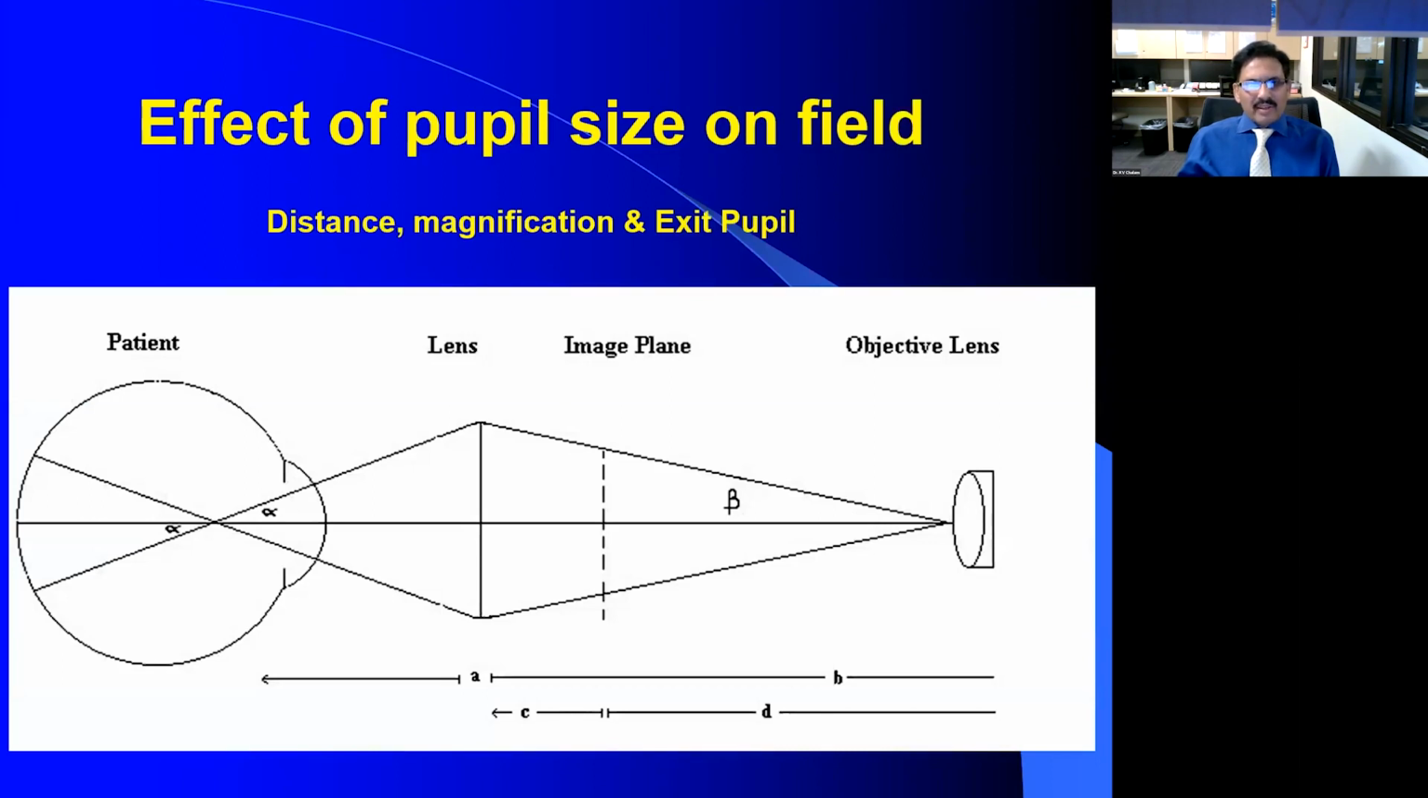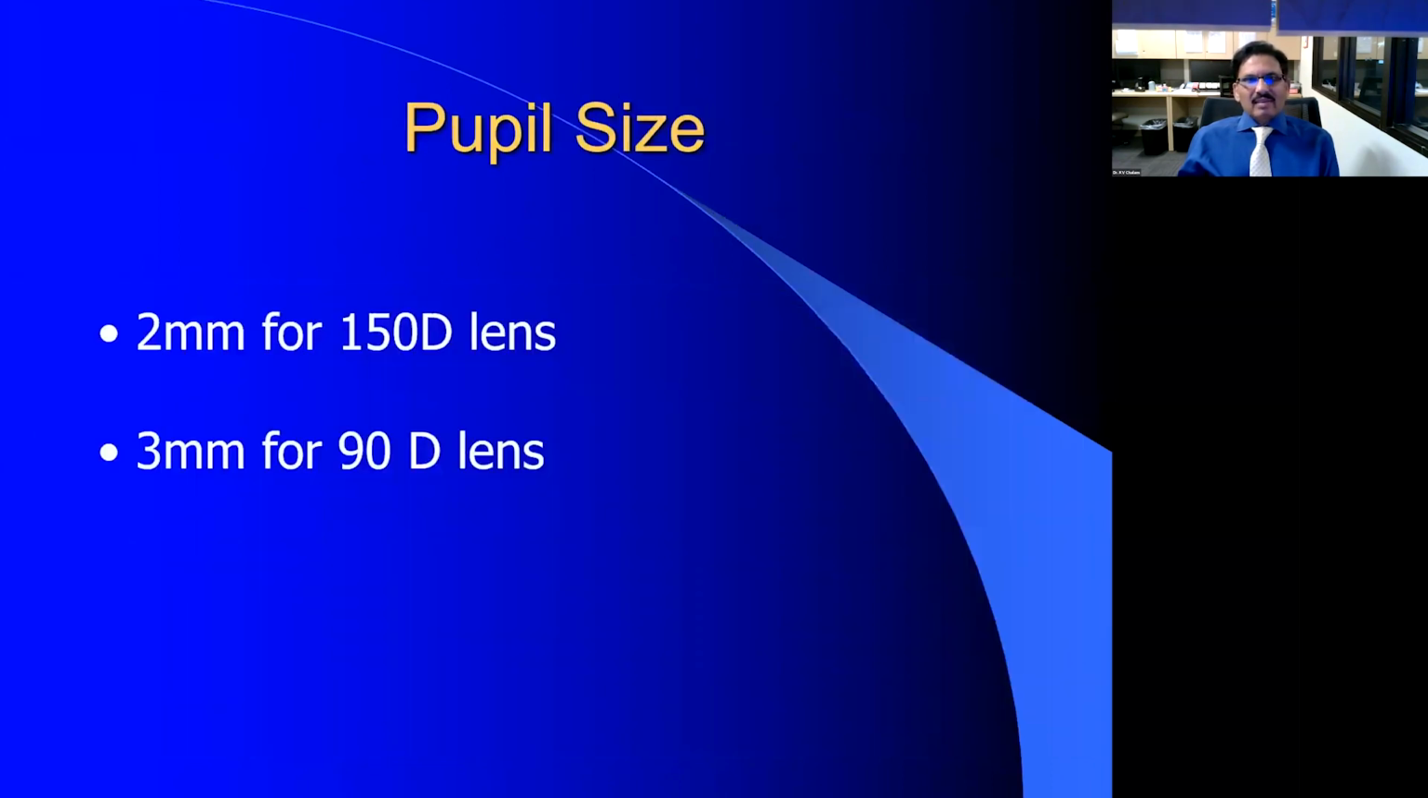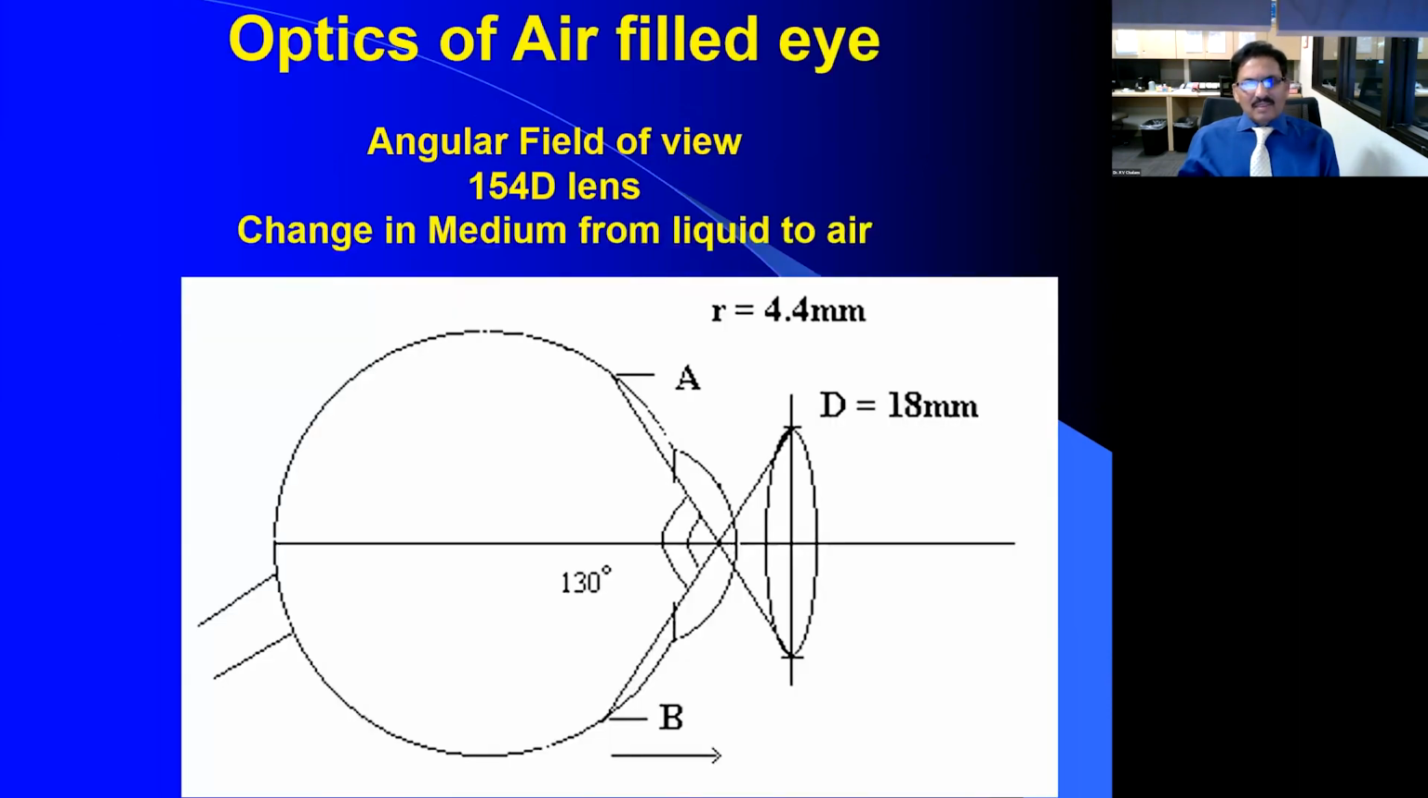So the effect of the pupil here, as you can see, is that the smaller the pupil, the less the view. The minimum pupil size required is at least a 3 millimeter pupil dilation for a non-contact 90 diopter lens. And you can get around it even up to 2 millimeters pupil with a 150 diopter lens. Of course, one has to hold it perpendicular to that area. So this is the optics of the air when you do an air-fluid exchange. As you can see here, your view extends much bigger, from 130 degrees to 170 if you can do what we call dynamic viewing by moving the lens on either side, nasal or temporal.